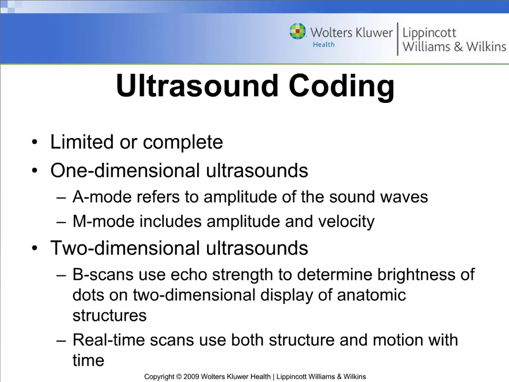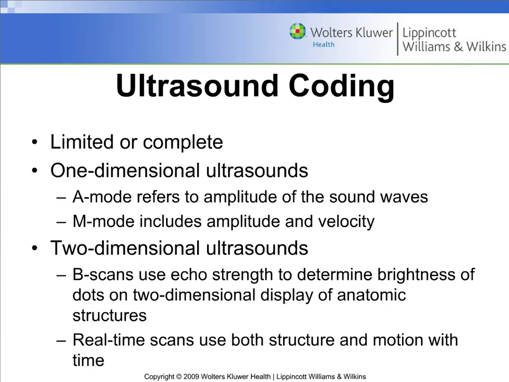One-dimensional ultrasounds can be either A mode or M mode. The A mode refers to the amplitude of the sound waves, whereas the M mode includes amplitude and velocity. The M mode ultrasound includes recordings of body structures with these two characteristics, amplitude and velocity. The display is shown by dots with the strength of the sound waves being given in brightness. The stronger the echo, the brighter the corresponding dot is going to be.